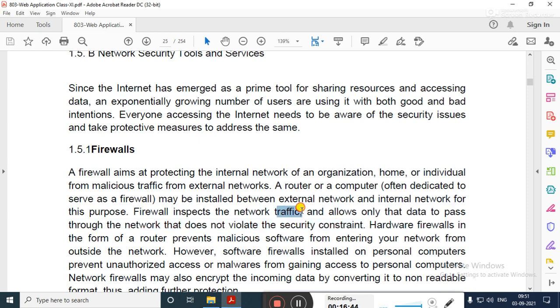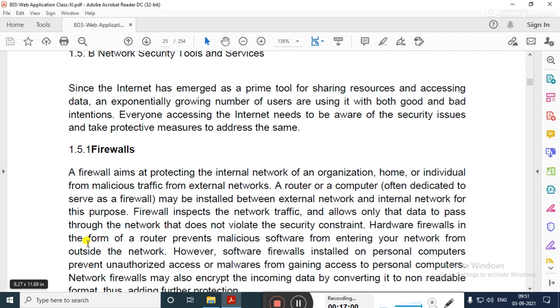Traffic means there is congestion in the network. There is also congestion on our roads; there is road traffic. So in a network, there is network traffic also. Okay, so it allows only the data to pass through the network that does not violate the security constraint.